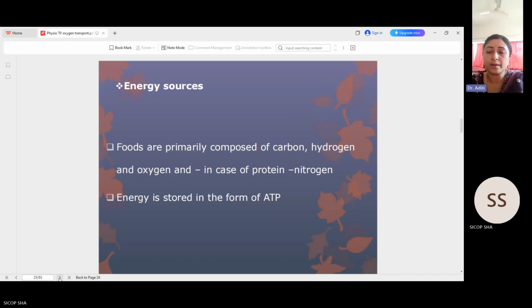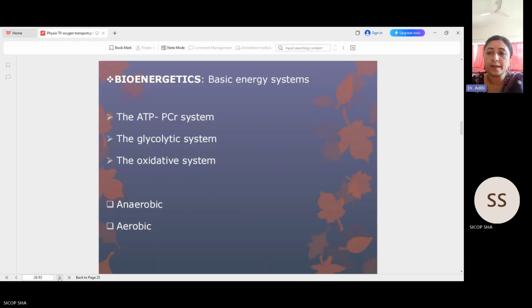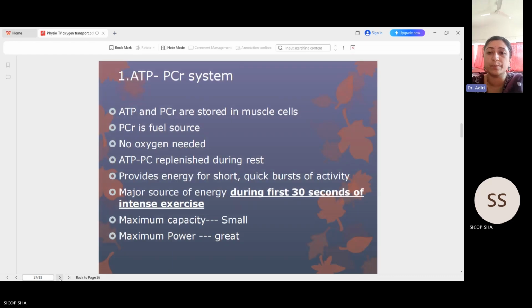So there are three basic energy systems. Next slide. There are three basic energy systems: the ATP-PCR system, the glycolytic system, and the oxidative system. The first two are anaerobic systems, and the oxidative system is the aerobic system. Let us discuss these systems in brief.